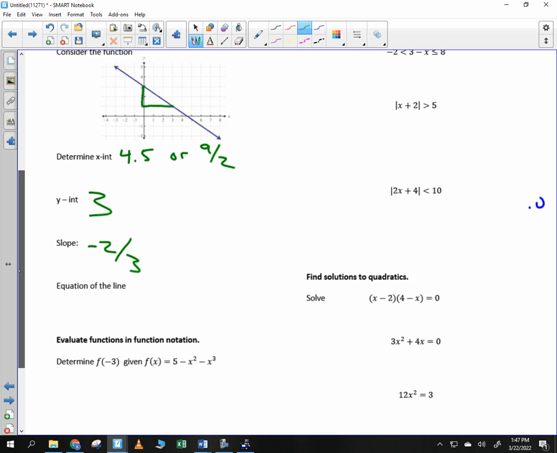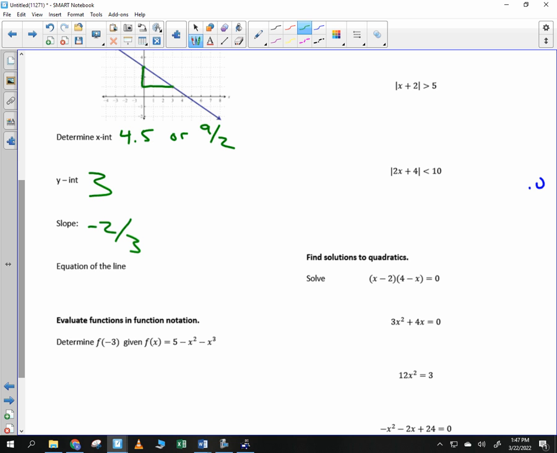So, if you want to write an equation for a line, sometimes it's just as easy as looking at the equation. Y equals mx plus b. Okay, what is m? -2/3 times x plus what is b? 3. Equation for a line, done.